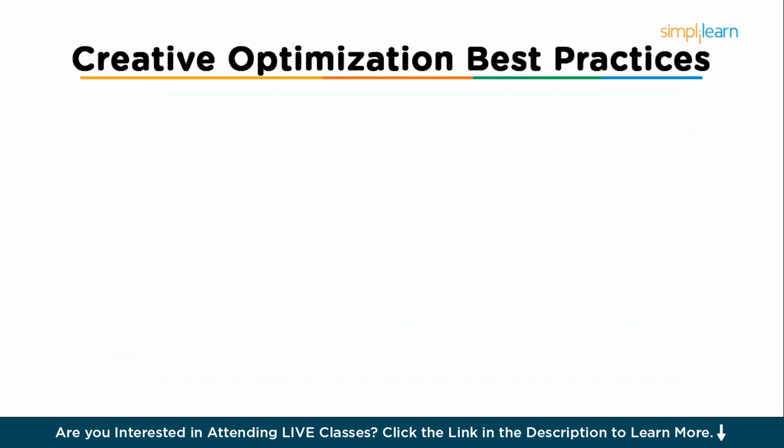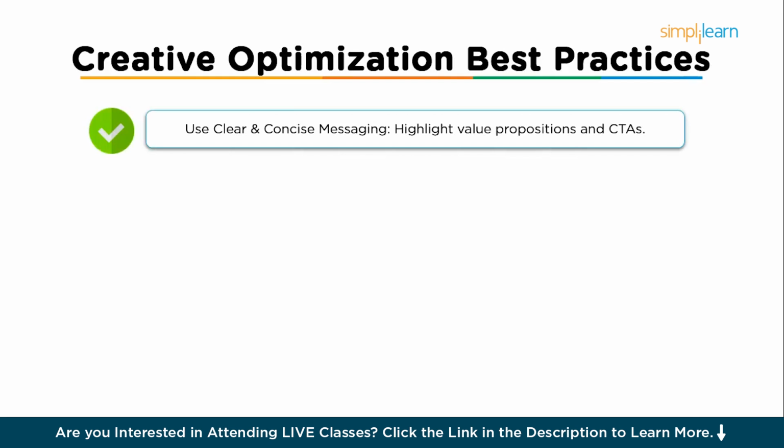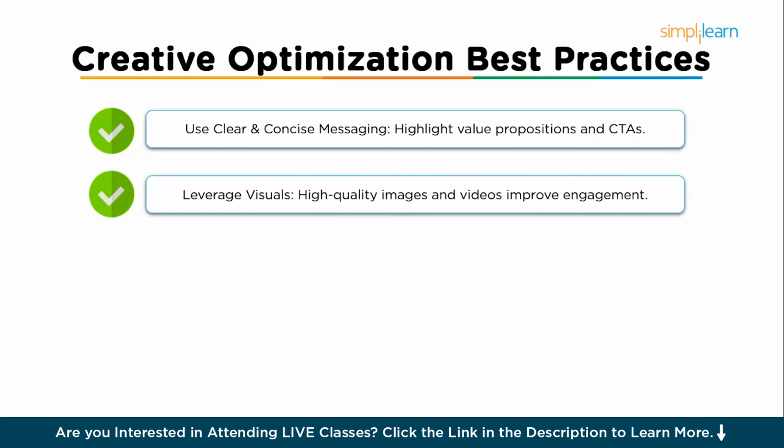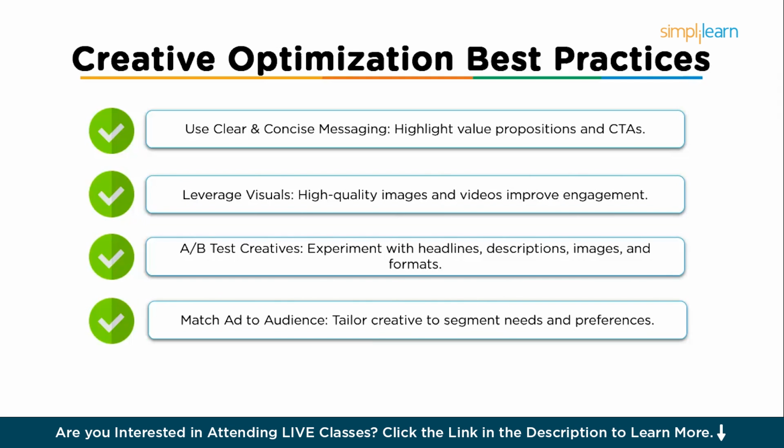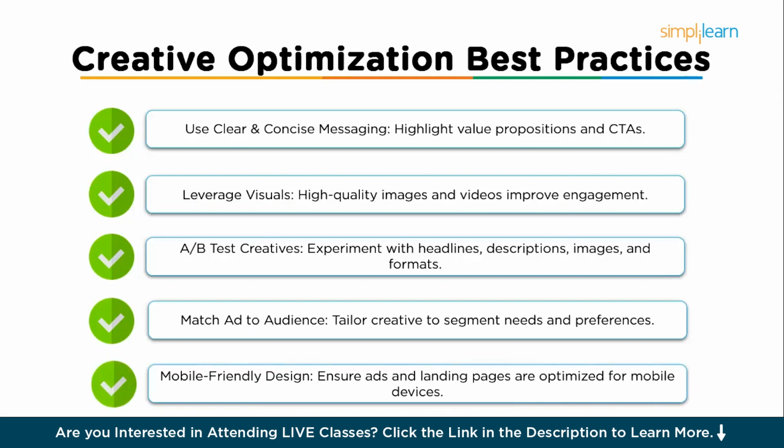So, what are the creative optimization best practices? The first point is use clear and concise messaging, leverage visuals, A/B test creatives, match ad to audience, and mobile friendly design, which ensures ads and landing pages are optimized for mobile devices.